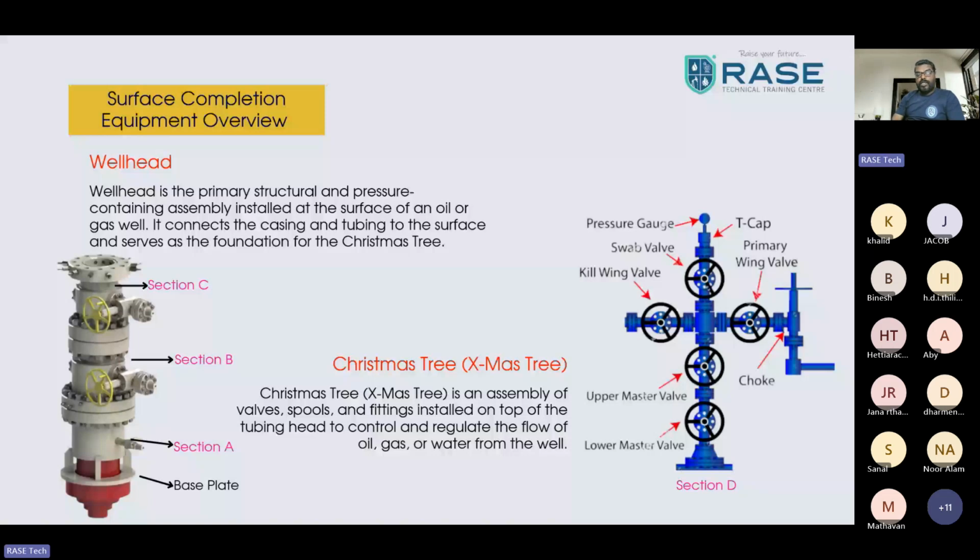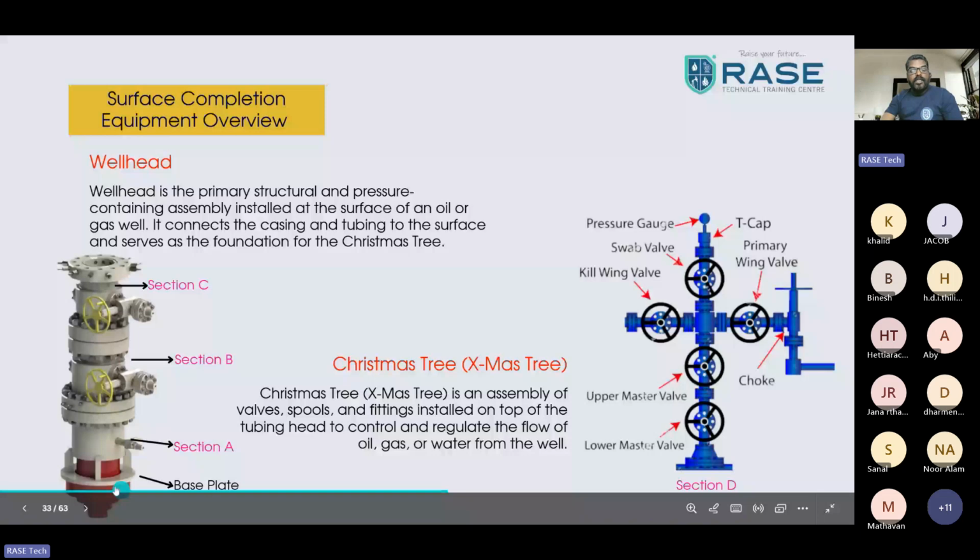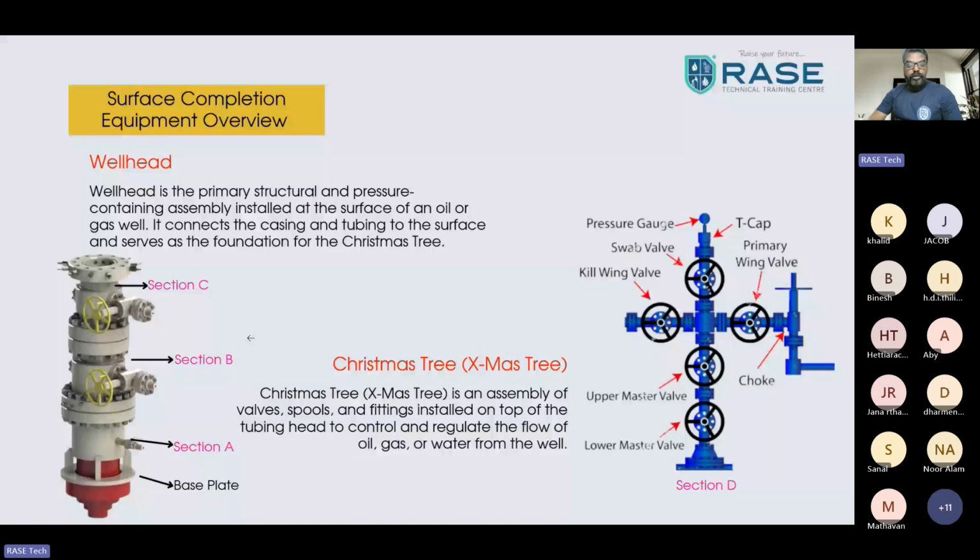This is the function. You can see the Christmas tree. This is your wellhead. In the wellhead there are sections: there's a base, section A, section B, section C. If there are more sections after that, it depends on your design and geological survey.